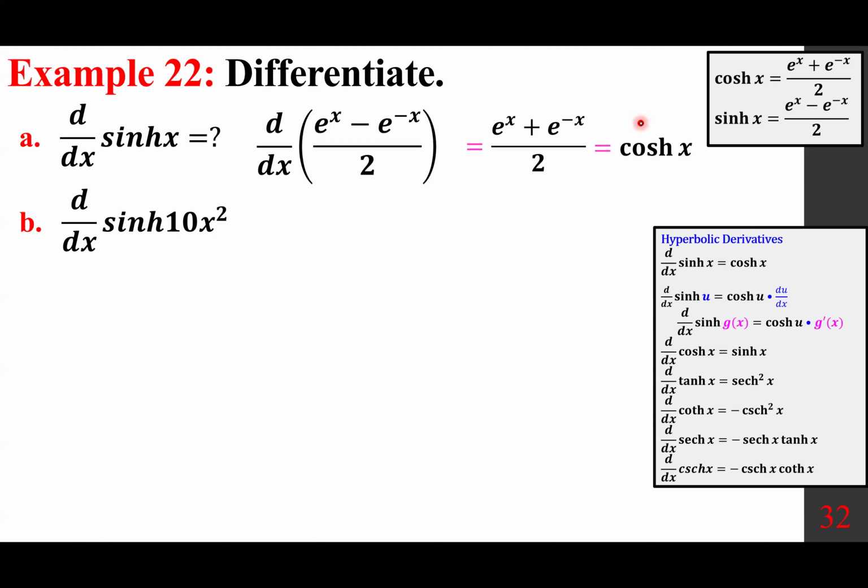Okay. The derivative of sinh of 10x squared. As you may recall, I said if you want to differentiate trigonometric functions, just start with the function and never mind the argument first, right? With the trigonometric functions. We're going to do exactly the same thing here. Sinh, the derivative is cosh.